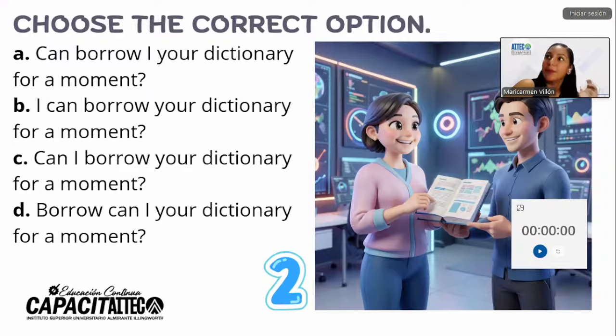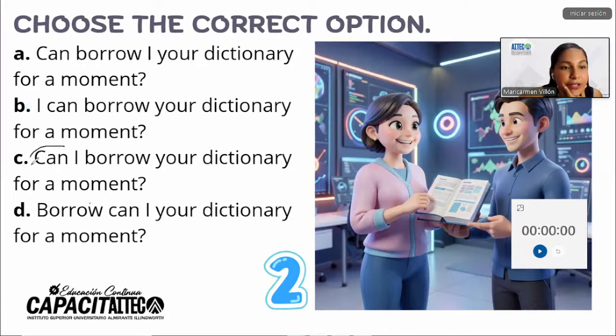Ok, la pregunta es muy amable. Can I have some water? Yeah. Can I borrow? Ese borrow, it's the action of prestar. Good. So we have here modal verb. Can I? Le pregunta quizás a él. Can I borrow your dictionary for a moment? Yes. It is letter C, my friends. Very good.